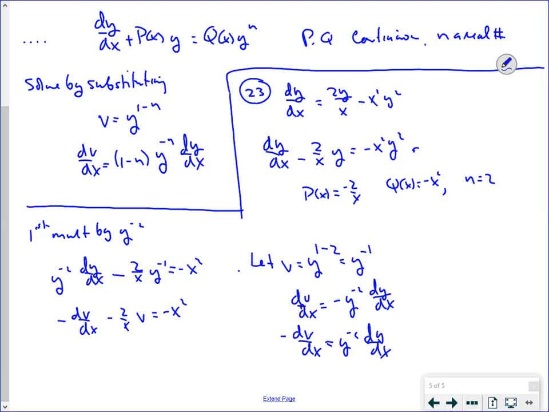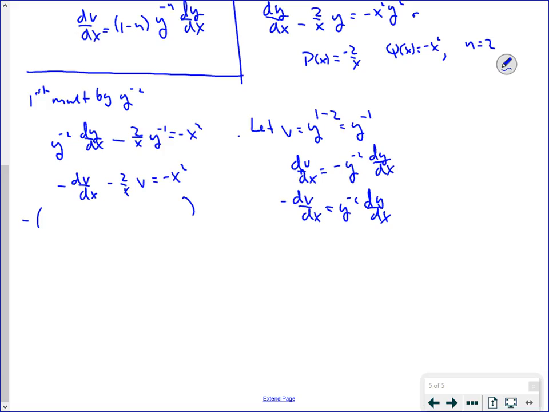And now this is just about linear, except we got an awful lot of negative signs. So let's multiply everything through by negative 1. We have dv/dx plus 2 over x times v equals x squared. This is a linear DE.